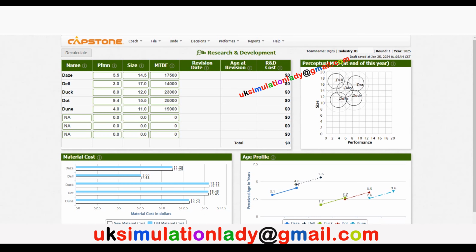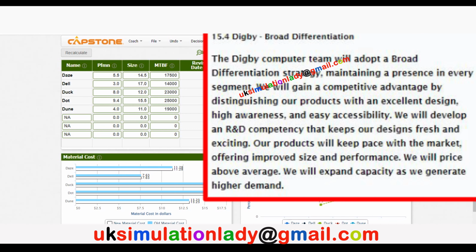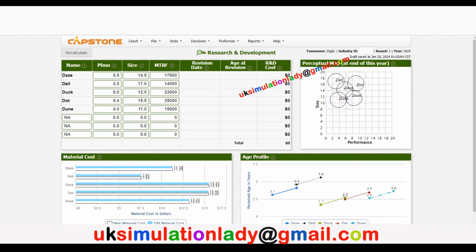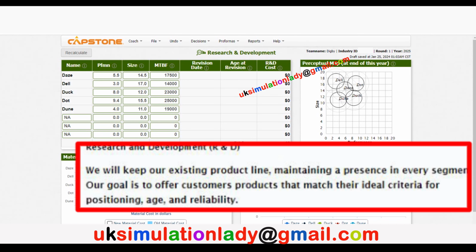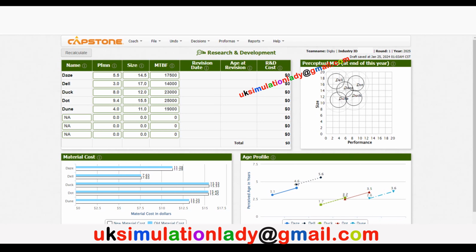On the other hand, if you're leaning towards differentiation strategies, those work much better in high-end segments. And guess what? You don't need huge capacities for that. Instead, you can focus on quality and innovation. Differentiation is an incredibly effective way to make a profit, especially when you introduce new products in high-end, performance, and size segments. For this reason, we're choosing broad differentiation as our main Capsim strategy.